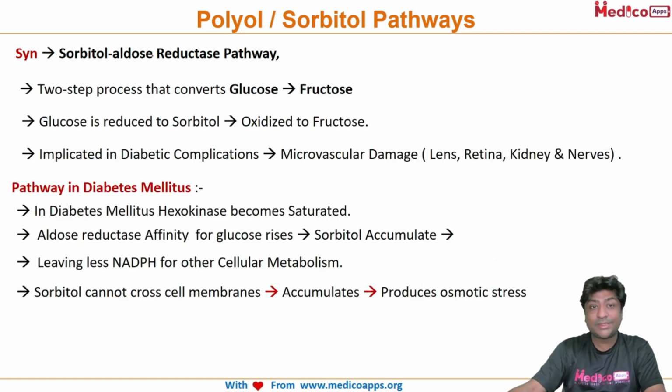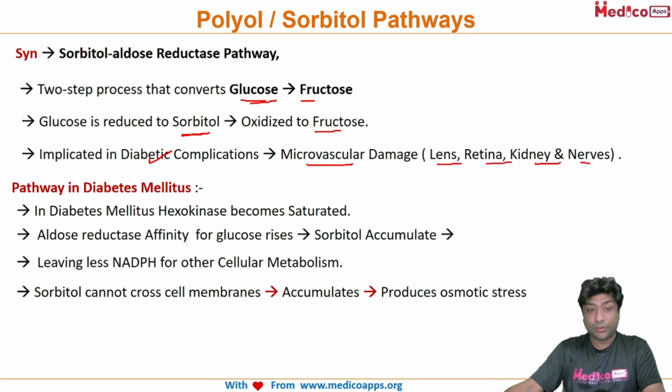So basically, what is the polyol or sorbitol pathway? It is a two-step process that converts glucose into fructose. Glucose is first reduced into sorbitol and then oxidized into fructose, and it is implicated in diabetic complications like microvascular damage to the lens, retina, kidney, and nerves.